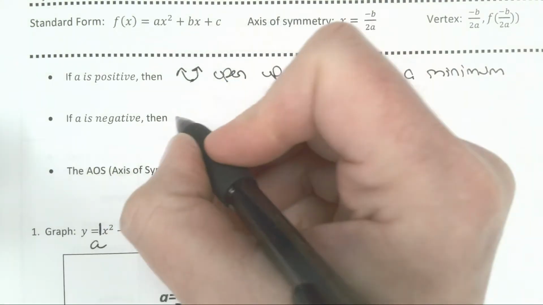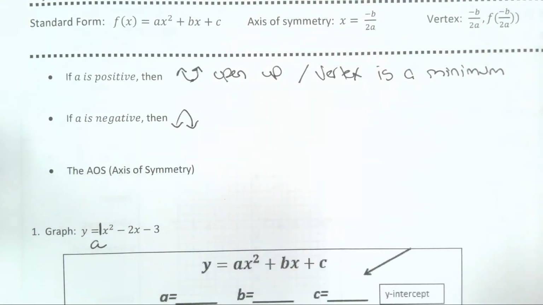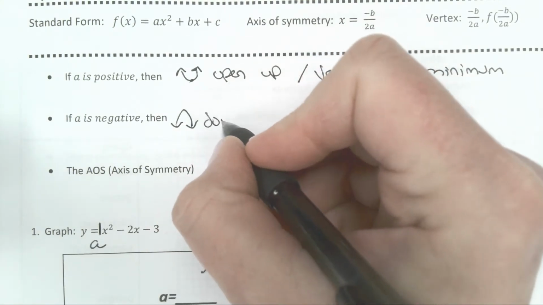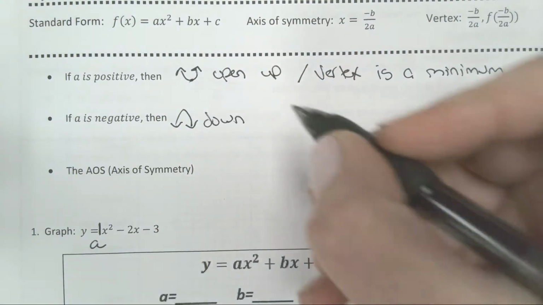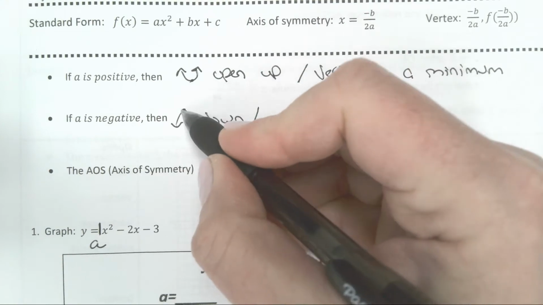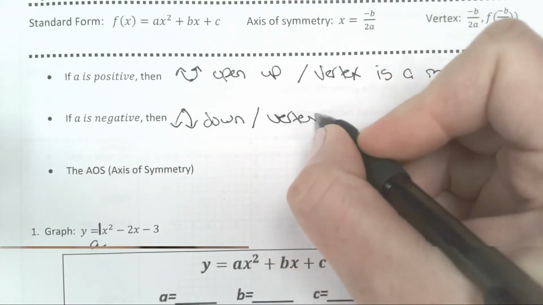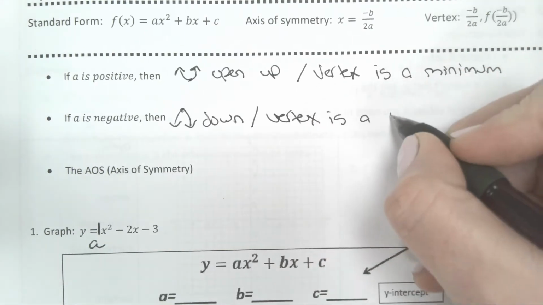If your a is negative, then your graph looks like this, and it opens down. And in that case, your vertex is right there at the top, and your vertex is a maximum.